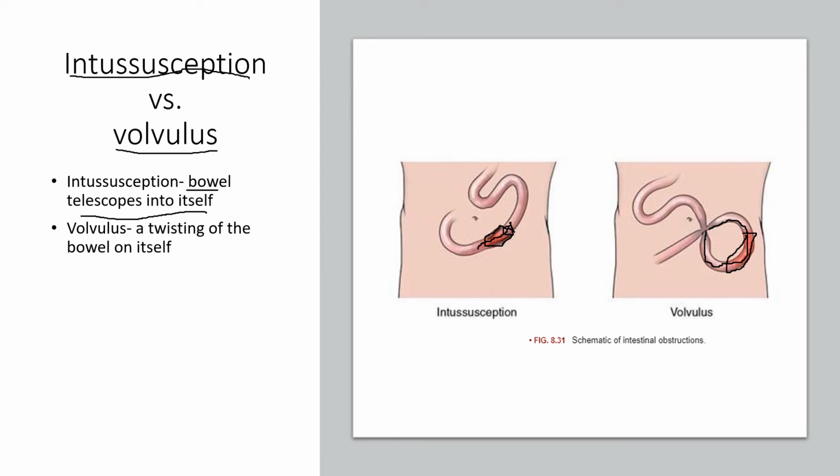So I always remember volvulus, there's a lot of V's and a lot of U's, a lot of twisting. So that's when the bowel twists on itself. And intussusception, it has the T, that's the telescoping. The bowel actually herniates backwards on itself, herniates into itself essentially.